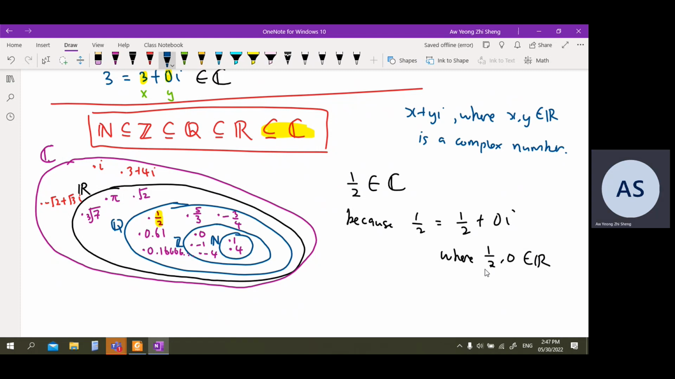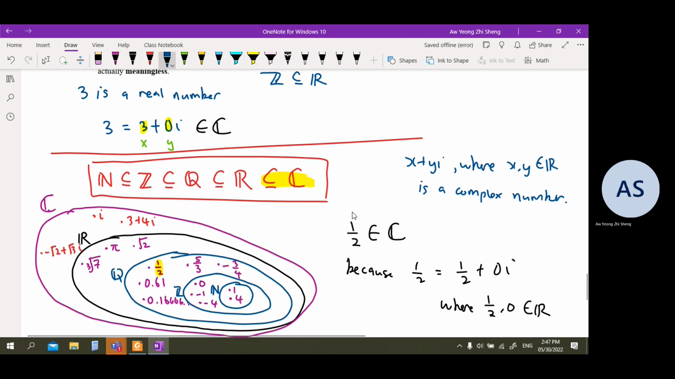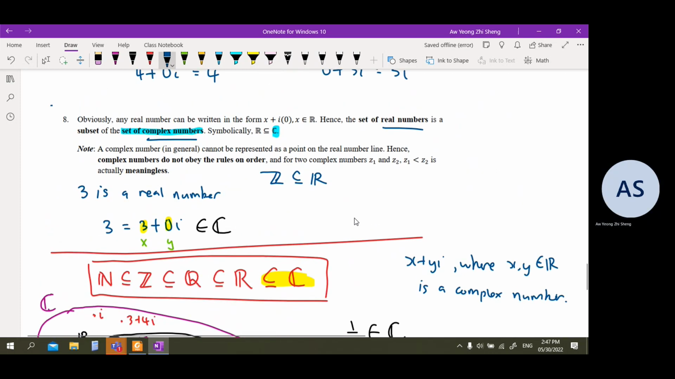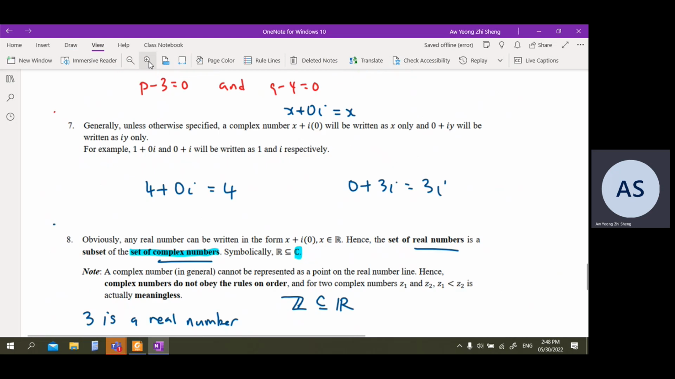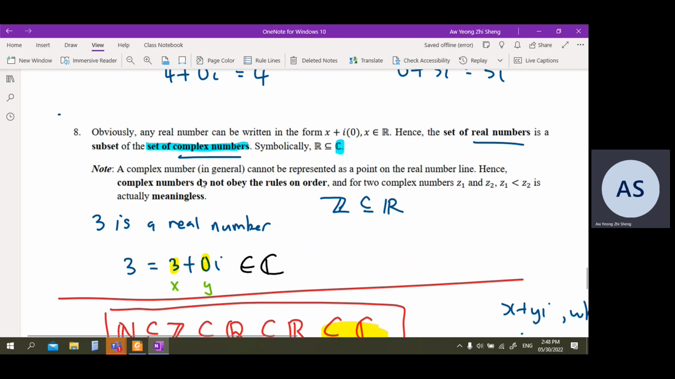So all real numbers must be complex numbers, but a complex number is not necessarily a real number. Now, going back to point number 8, the note at the bottom of point number 8 says, a complex number in general cannot be represented as a point on the real number line. Hence, complex numbers do not obey the rules on order.